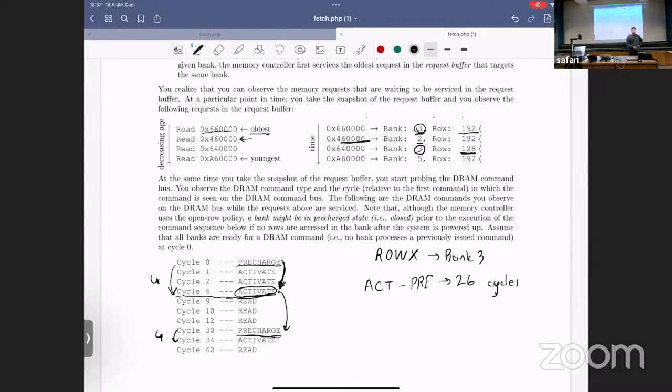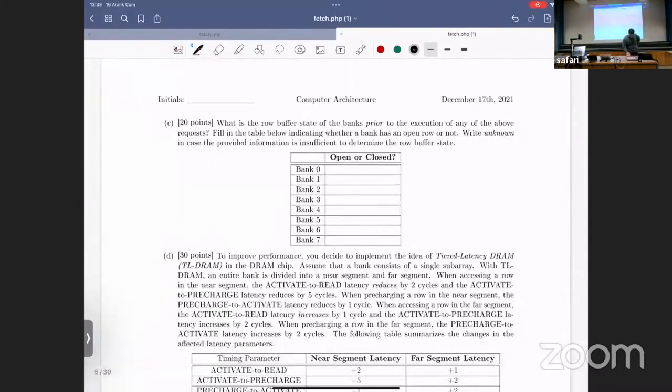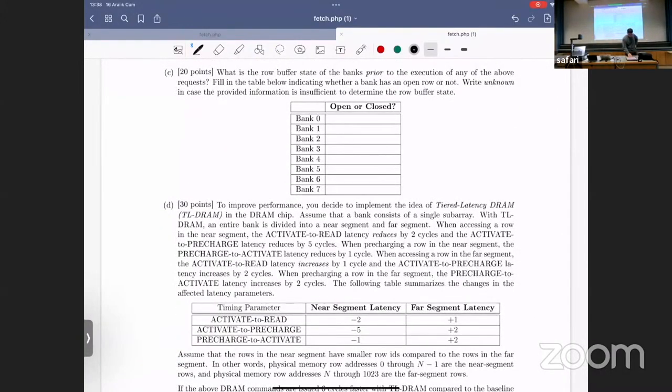Okay. Yeah. What's the row buffer state? Yeah, moving on to the next question.